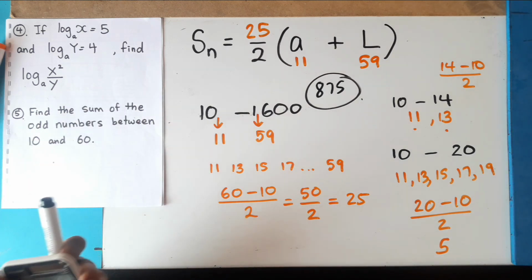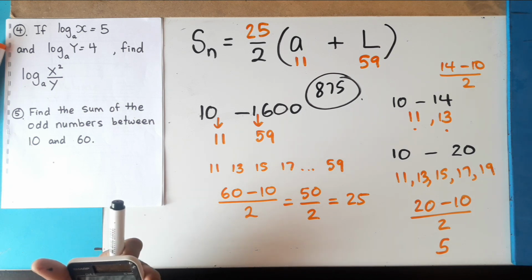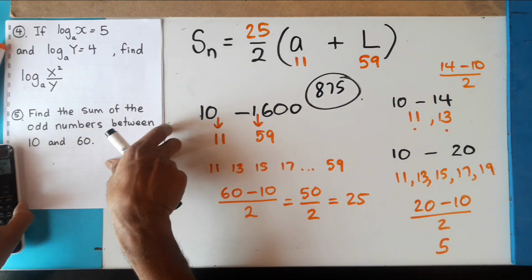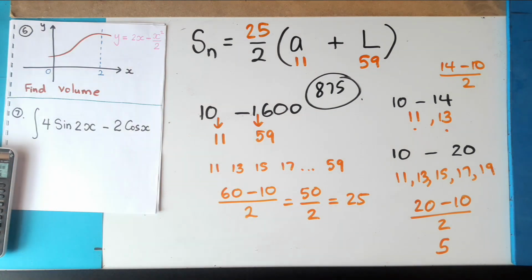I'm just double checking the answer here. 25 divided by 2 multiplied by 11 plus 59. Yep, I'm correct. 875. Alright guys, let's have a peek at number 6. Number 6, integration.